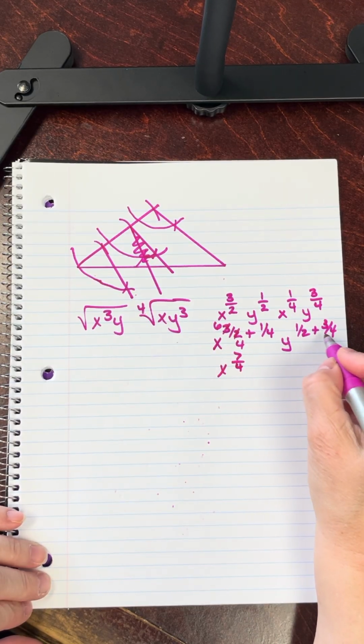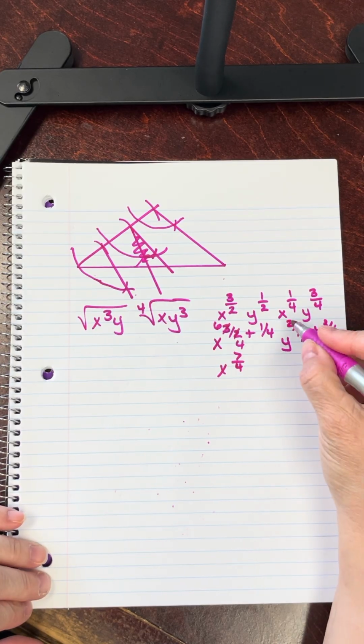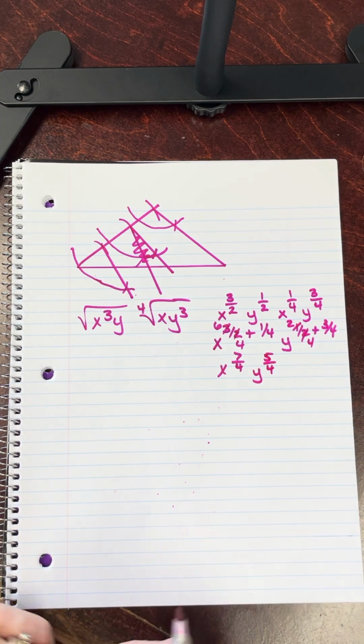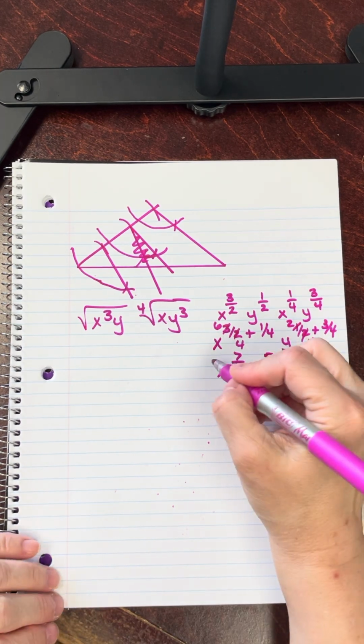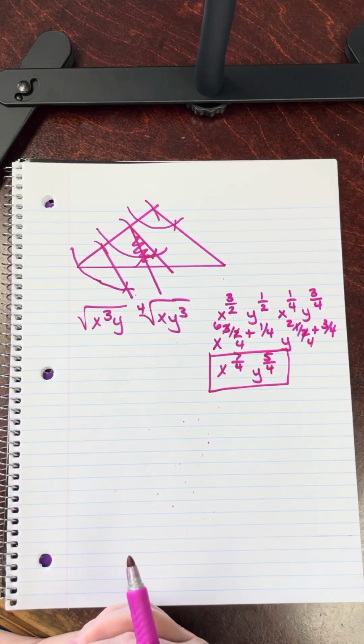Same thing over here, denominator of 4. This one changes to a 4, this one a 2. 2 plus 3 is 5/4. And I can leave them improper, and that's the answer for example 1.